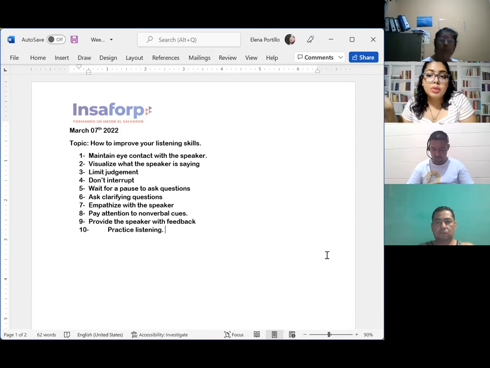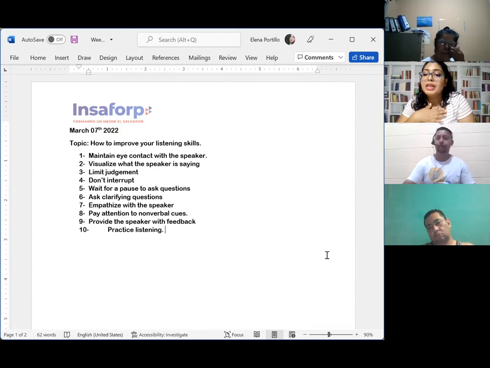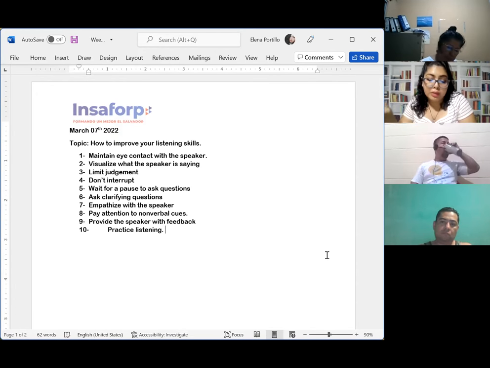That is very common that we use the cell phone when we are talking. But it is maybe for our jobs, maybe for the way of communication that we created in these past years because of the pandemic. But in this moment, it's very important that we can pay attention to the speaker because we need to create again that communication with people.